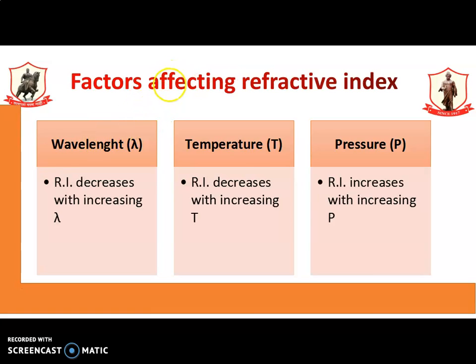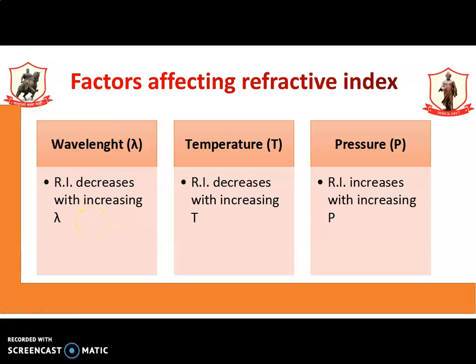These are the factors which affect refractive index. The first factor is wavelength. The refractive index of a transparent substance gradually decreases with increasing wavelength of radiation. This is called dispersion. Because of this, the wavelength must be specified in quoting the refractive index of the substance.